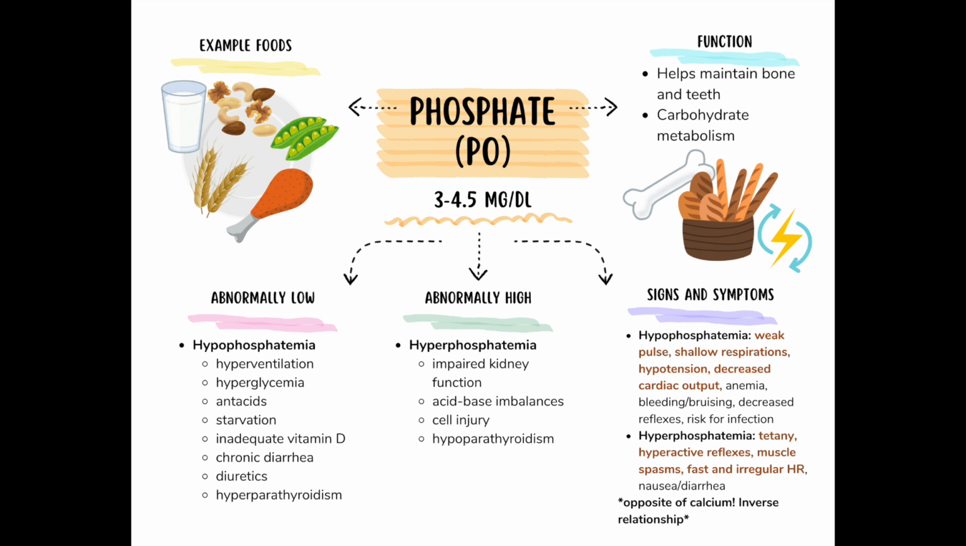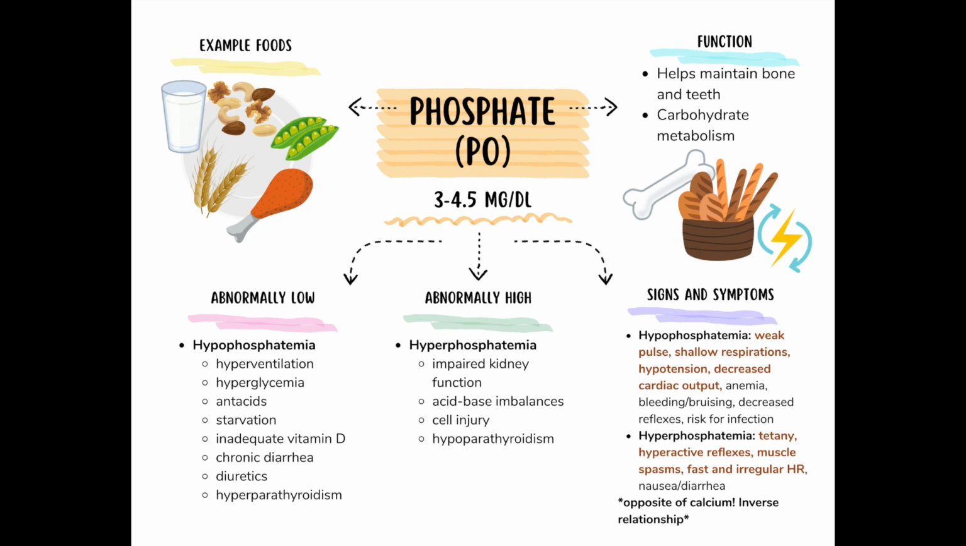Abnormally high phosphate is hyperphosphatemia. This is caused by impaired kidney function, acid-base imbalances, cell injury, and hypoparathyroidism. Hyperphosphatemia's signs and symptoms are tetany, hyperactive reflexes, muscle spasms, fast and irregular heart rate, and nausea and diarrhea.